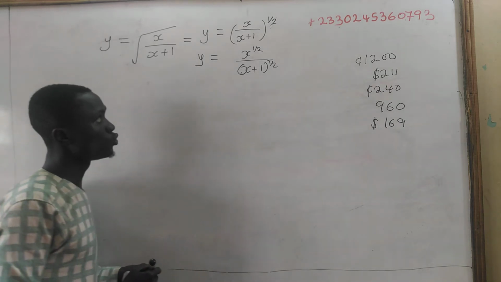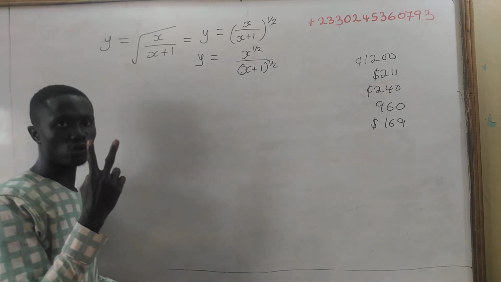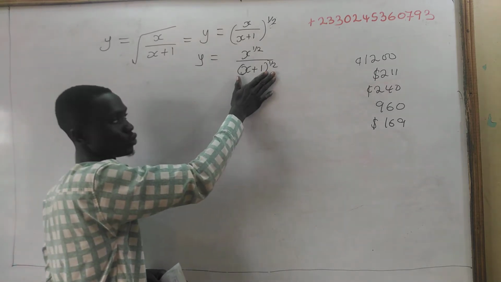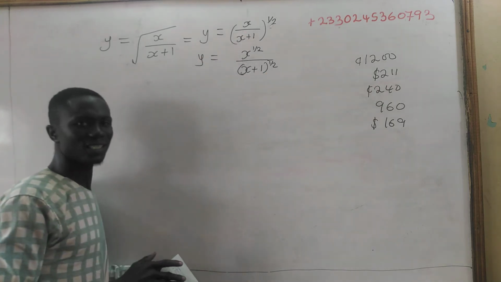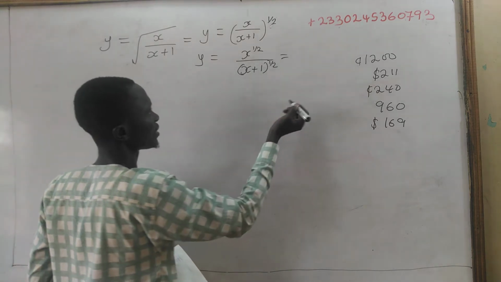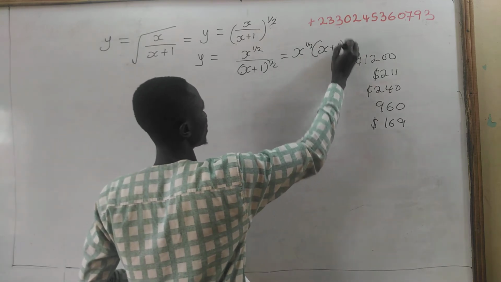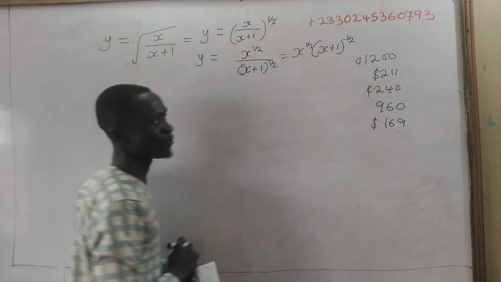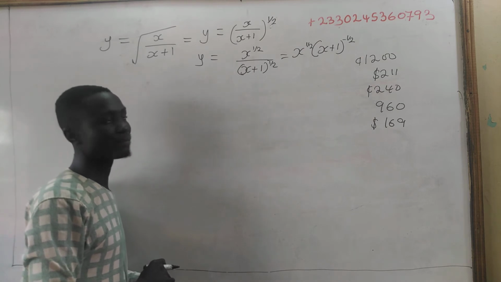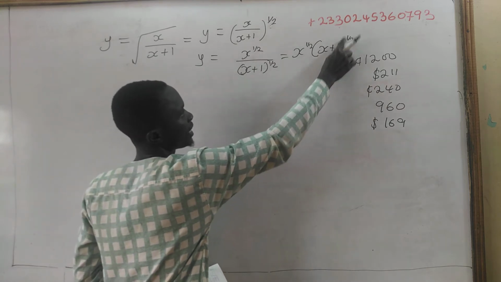Now, to differentiate this function, what do we do? First, we can use the quotient rule because we have this term being divided by this. But it will be a bit tedious. Now, we know that this one can be written as x to the power 1/2 times (x+1) to the power negative 1/2. I hope you've remembered this from lesson 1. Yes. If this one goes to the top, it becomes negative 1/2.